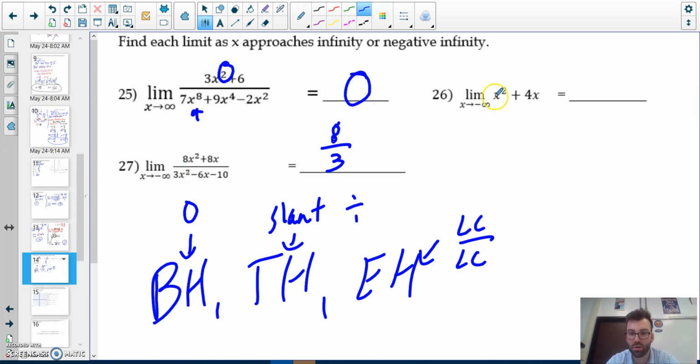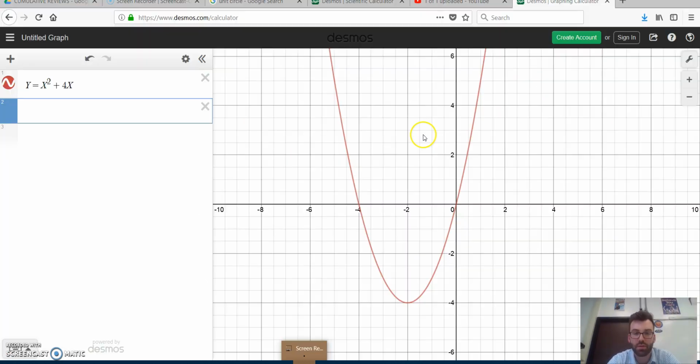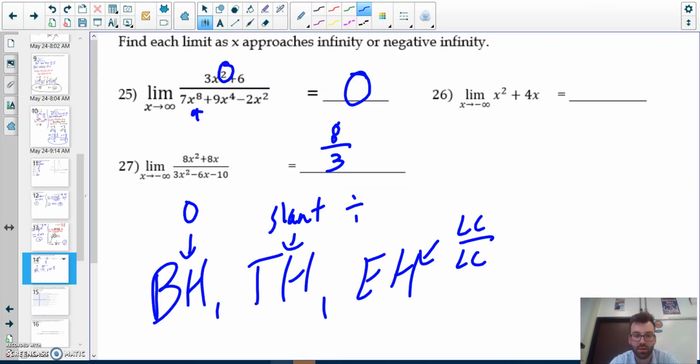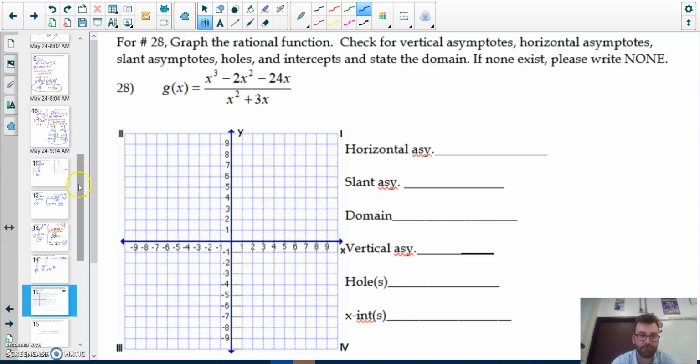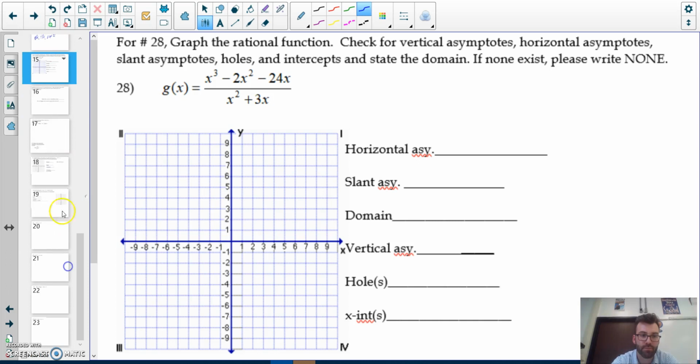This next one, I'm going to have to pause and graph it real quick. If you look at this graph of y equals x squared plus 4x, as x goes to negative infinity, what's y doing? y is increasing forever and going to positive infinity. So here for 26, you could write infinity or does not exist. When you think about this, don't think about substituting negative infinity in. Look at the graph. I'm going to pause it, and then we're going to come back and start off on 28.